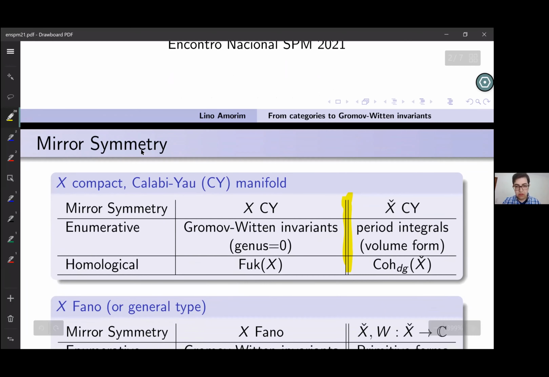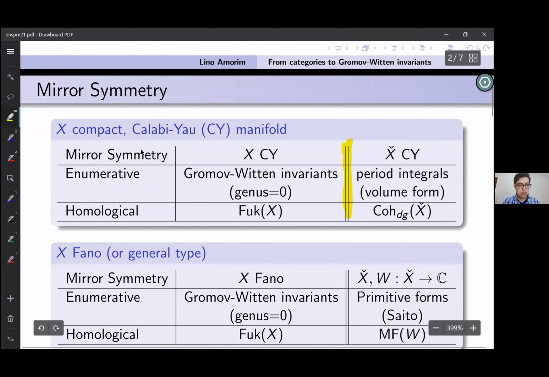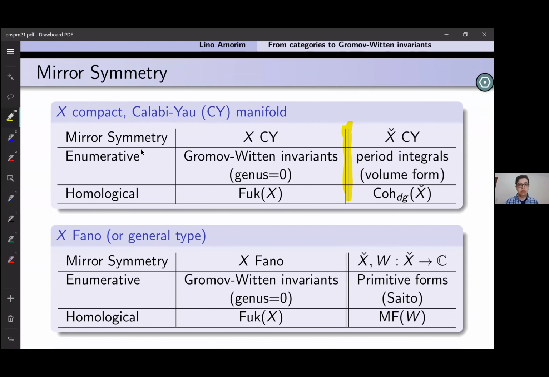So then people generalized this, so let's say if X is Fano instead of Calabi-Yau, we still should have some sort of mirror symmetry, but now the mirror is not just some other Fano manifold, it's just maybe some space which will be non-compact, and together with a holomorphic function defined on it.